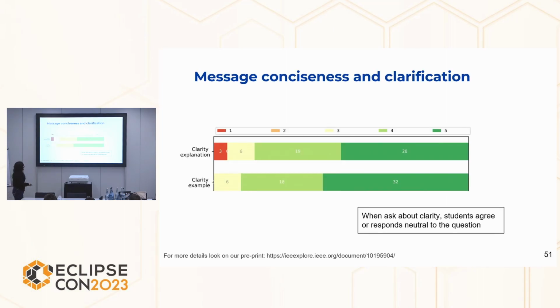And our results, so we did both qualitative and quantitative analysis. So first we asked the students, okay, how do you feel about the bot? First we asked about how concise and clear was the explanation and the example. And most of them were actually neutral about it. Some of them find it not super clear. But our takeaway is that either they agree or respond neutral to it.